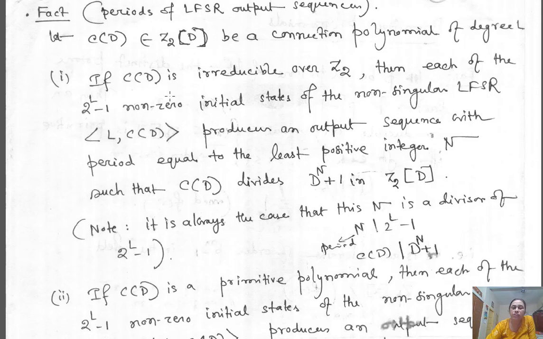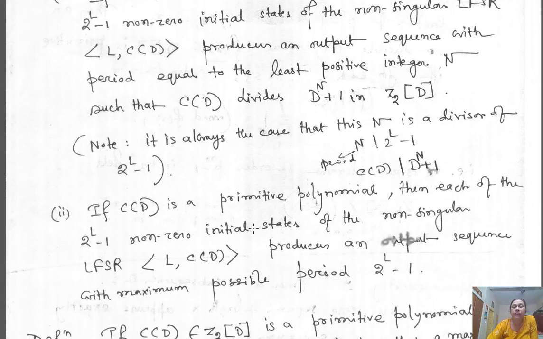If it is irreducible, then the period divides 2 to the power L minus 1, and not only that, the period essentially divides 2 to the power n plus 1, where n is the least positive integer that satisfies this condition. And if it is a primitive polynomial, then we get the maximum possible period 2 to the power L minus 1.